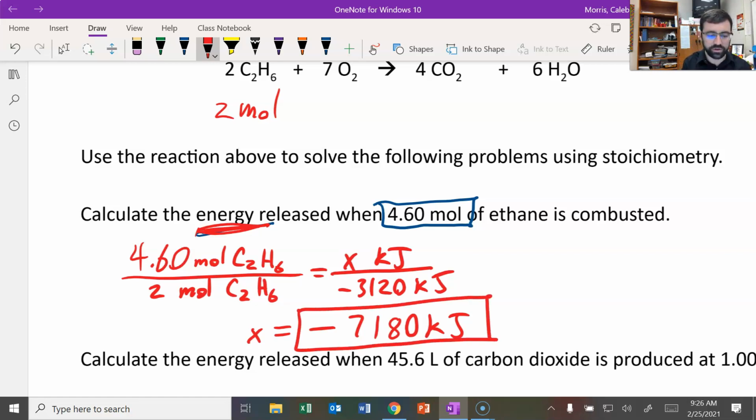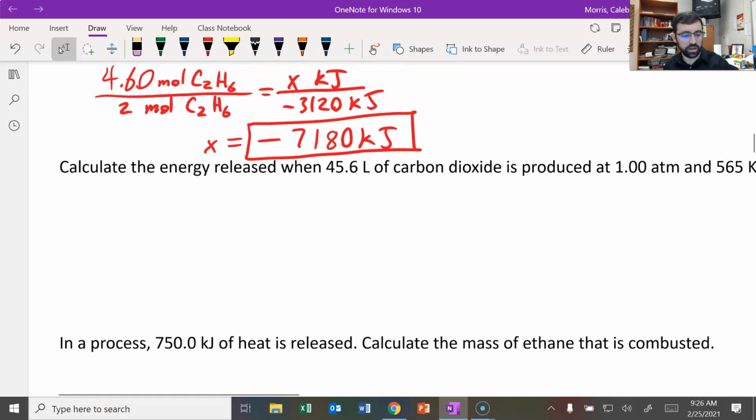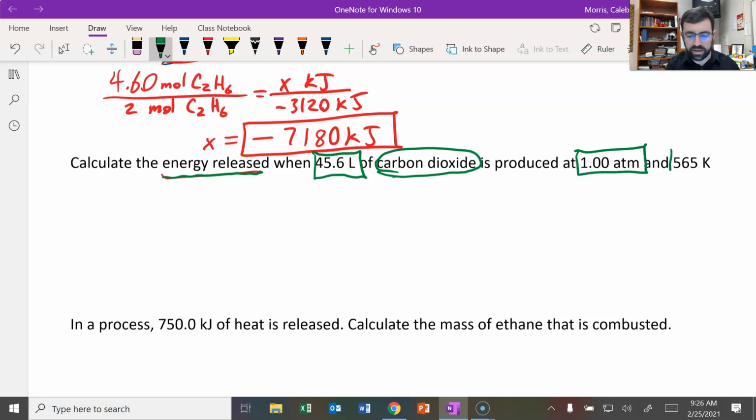That's part 1, the energy released when we combust 4.60 moles of ethane. Now we want to calculate the energy released when 45.6 liters of carbon dioxide is produced at 1.00 atmospheres and 565 Kelvin. We want to know the energy released. We've got liters of carbon dioxide, atmospheres, and Kelvin.